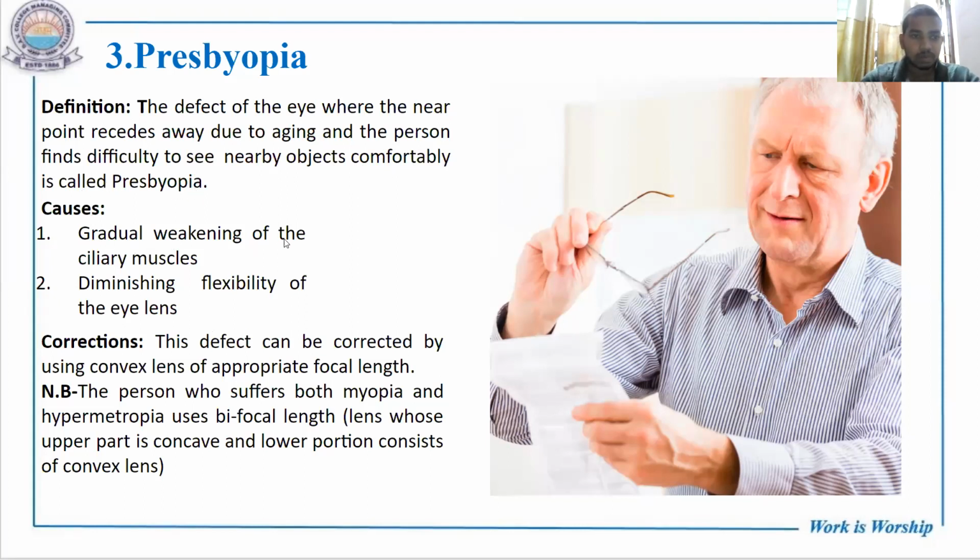The cause is the gradual weakening of the ciliary muscles and diminishing flexibility of the eye lens. How can we correct it? This defect can be corrected by using a convex lens of appropriate focal length. That means it is an extended form of hypermetropia. A person who suffers from both myopia and hypermetropia uses bifocal lenses, where the upper part of the lens is concave and the lower portion is convex.